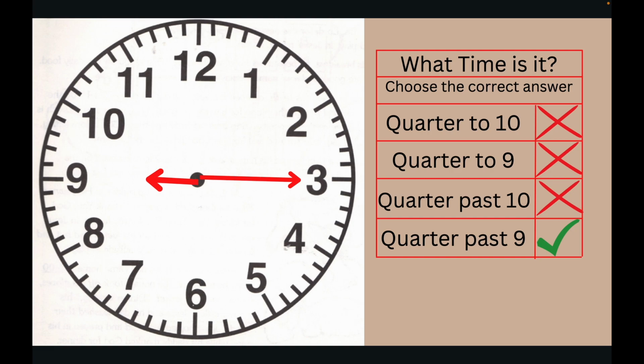Okay, so the big hand, the minutes, is pointing to 3, which we know if we split the clock into 4 is quarter. And then the right hand side of the clock is past the hour. And then the little hand is pointing to the 9, so we know the hour is 9. So we say 9:15.